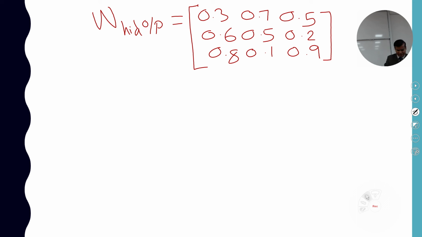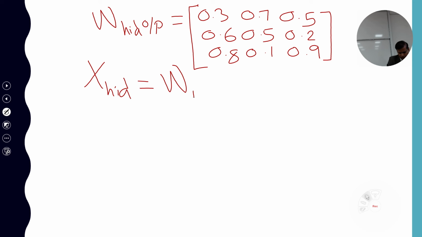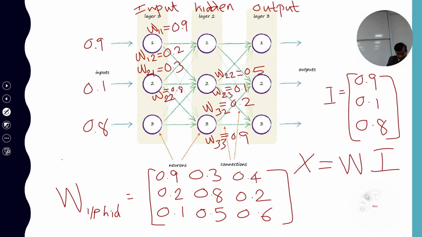We should also give descriptive names to identify what is what in the middle layer as well as in the final layer, because the input layer is just the input it is getting. Generally speaking, we can say X hidden equals W input-hidden times I. The input-hidden is nothing but this matrix, right? So we'll take this matrix.